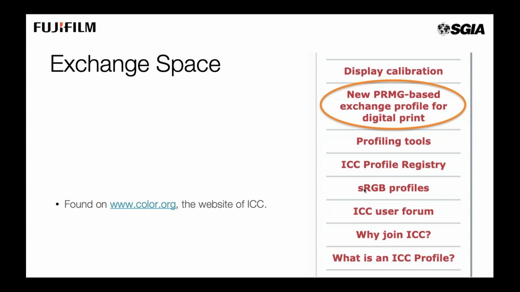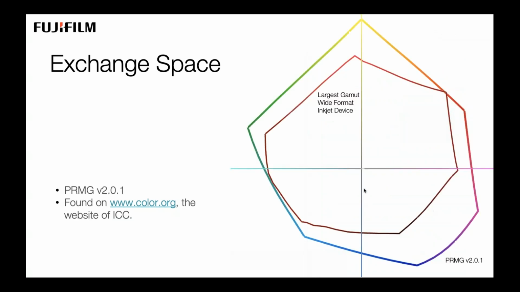So what this involves is, once I download that profile and look at its gamut, you can see that it's a pretty huge space. The idea is that it can contain pretty much anything that we can print today. Well, this profile is a couple years old, and of course the gamut of printable devices keeps getting larger and larger. Inside there you can see this is the largest gamut wide format inkjet device we have today, and it is pushing the boundaries already of the PRMG V2 profile. So there is a task force working on enlarging this even further.